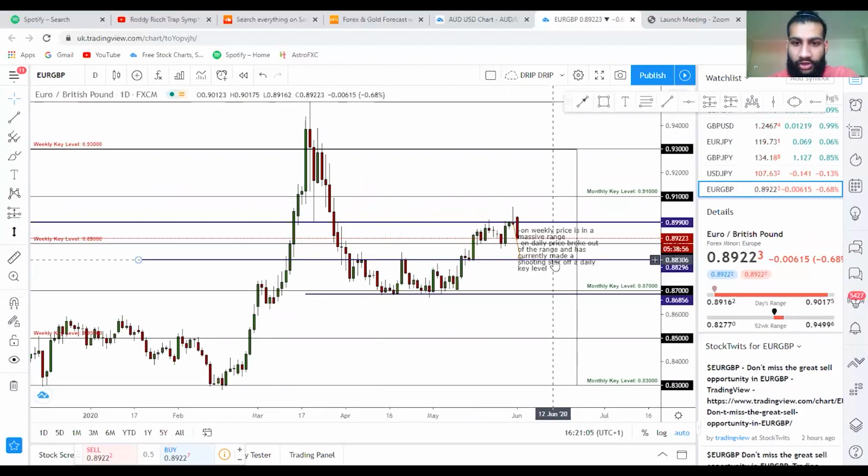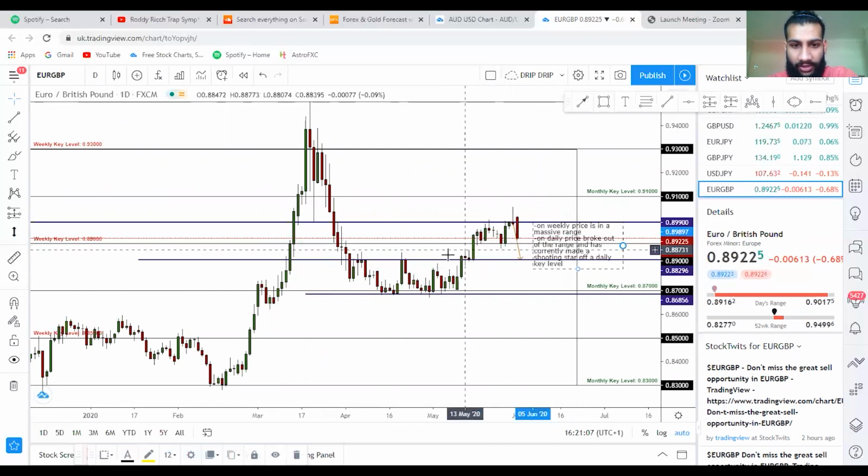Anyways, we move along. Euro GBP, what I expected to happen, because it's kind of broken out of this range. It failed to retest it right after it broke out properly. There was a minor retest, I guess you can say, over here. It's broken out, it's retested, and it's shot up.